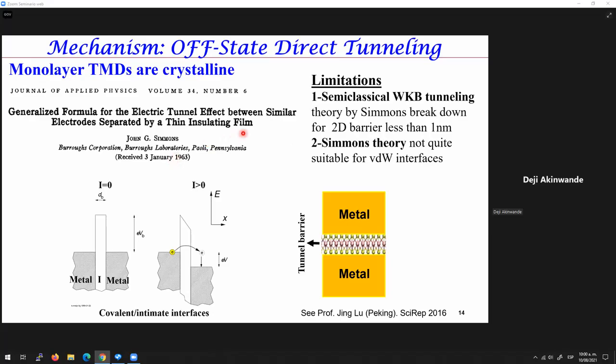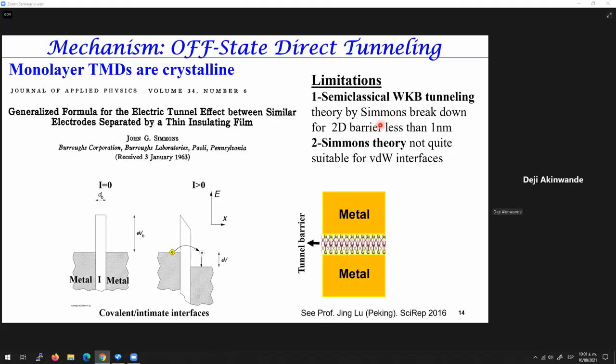John Simmons developed this so-called semi-classical WKB theory that describes electron flow across this kind of insulating barrier between metallic electrodes. If you apply this theory to model current flow in our device structures, you don't get consistent results. A lot of researchers believe that the leakage current, even in such crystalline thin materials, will still be very high, the tunneling leakage current. But in fact, we're getting very, very low tunneling current. So what is the reason?